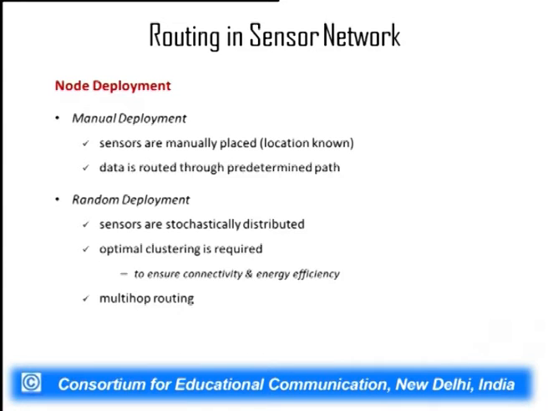If the deployment is random, it means that the sensor's localization is an important feature, as the location is unknown. So in this case, optimal clustering is required, and positioning is required. So we take the help of multi-hop routing schemes, etc.